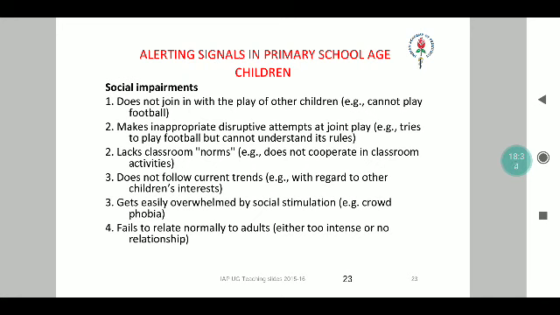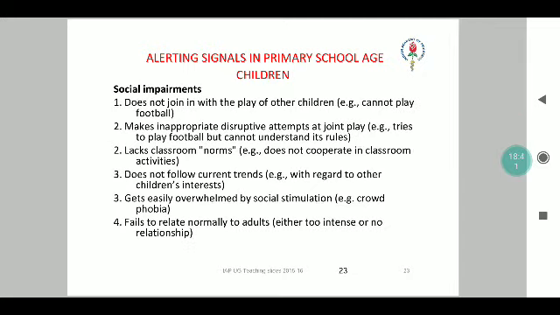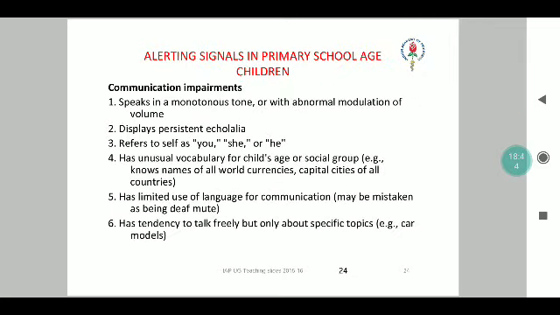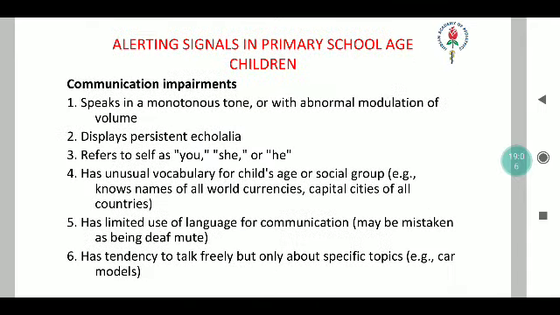Undue crowd phobia is a warning sign, and so is failure to relate normally to other adults, that is, either too intense a relationship or no relationship at all with either the teacher or the parents at home. Now, communication impairments include, and I'm telling this with regard to the primary school age, speaking in a monotonous tone without voice modulation, without emotions. Persistent echolalia, that is, repetitive use of the same word again and again. Referring to the child self as you, she, or he rather than I or by name.